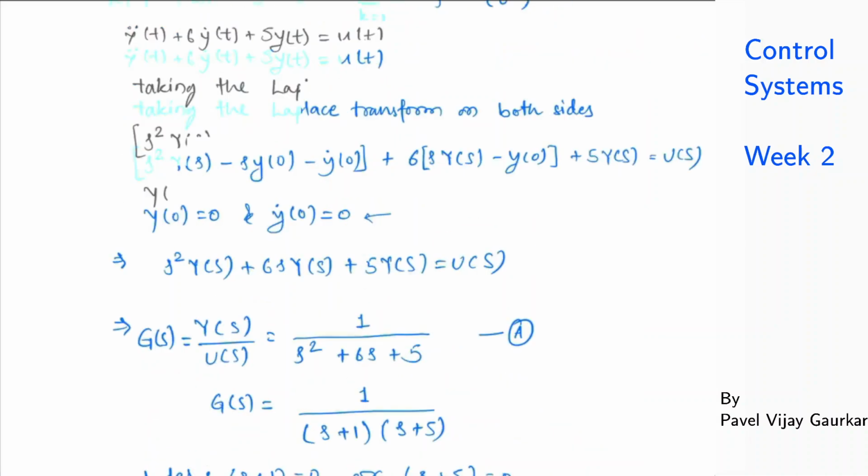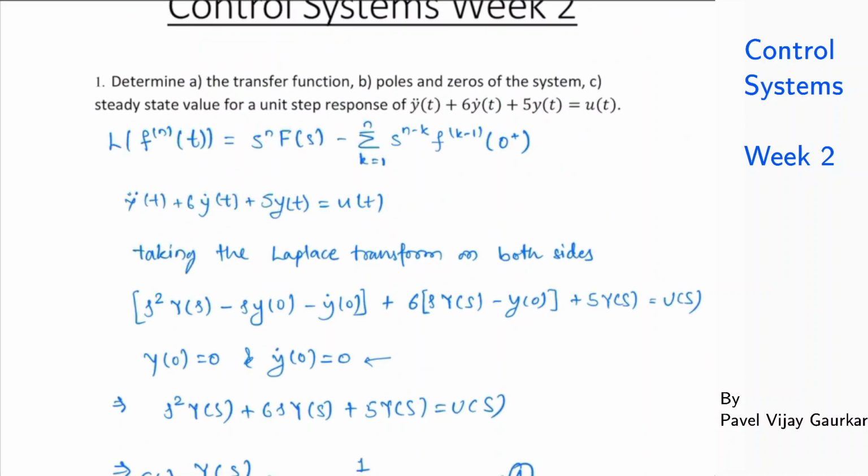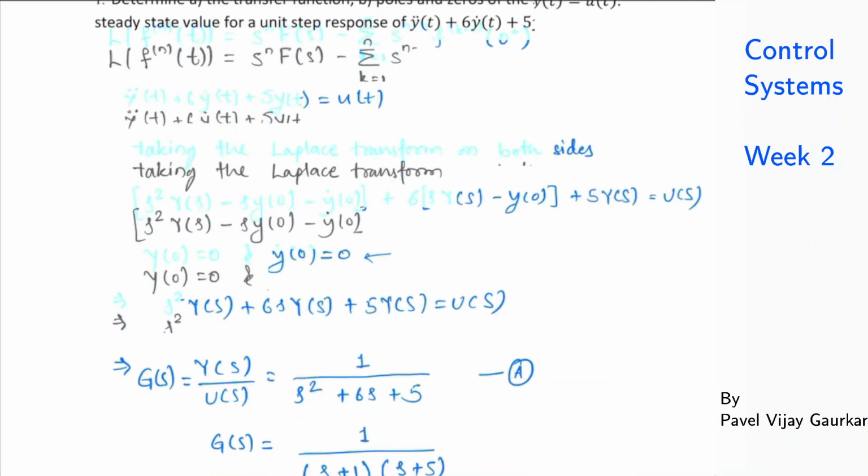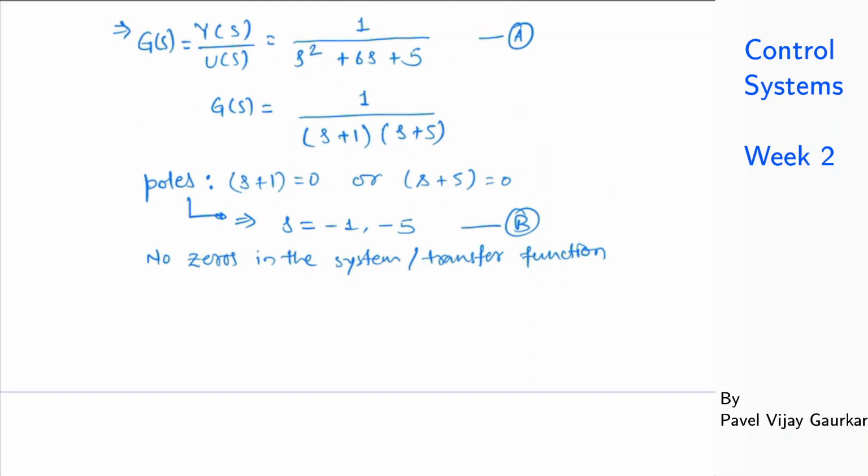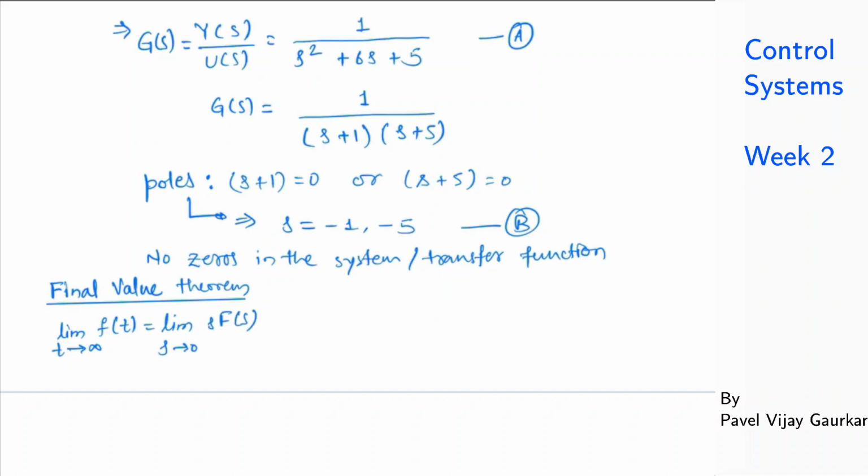Now, to solve the third portion, the unit step response of this polynomial, let us use the final value theorem. Here, as time tends to infinity for f of t, we will get the same value when s tends to 0 in the limit of s into F(s).